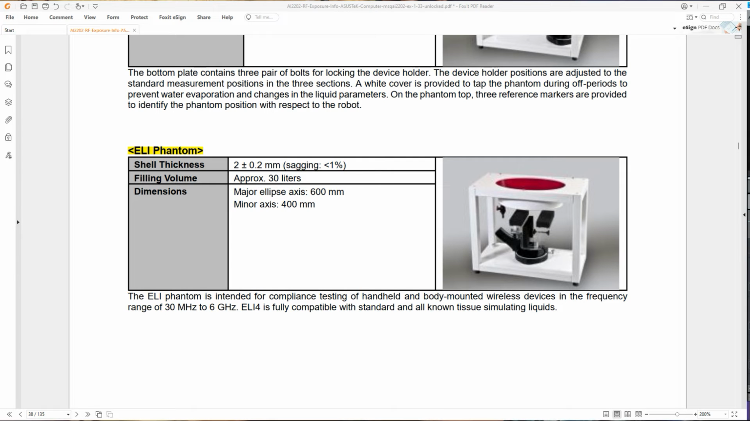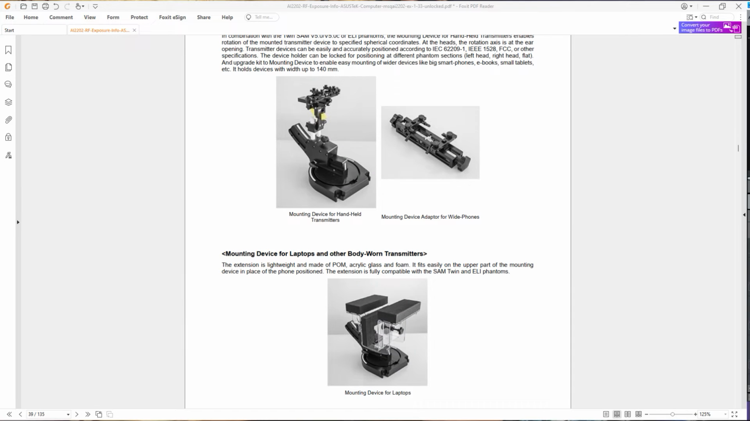And if we keep coming down here, we see this little thing, the ELI phantom. Well, what is a phantom? This is the thing that actually holds the tissue sample. This little image in the center of the page there doesn't really look like a human head or a hand or a wrist, does it? And here we have the device holder. Everything is computer controlled and precisely aligned, and we'll see exactly what they do in a second. But as you can see, it's extremely complicated.